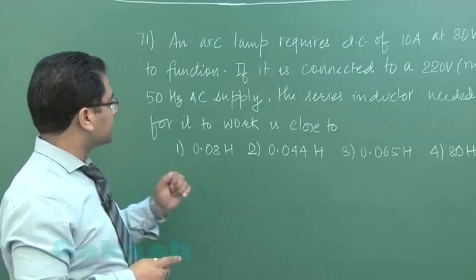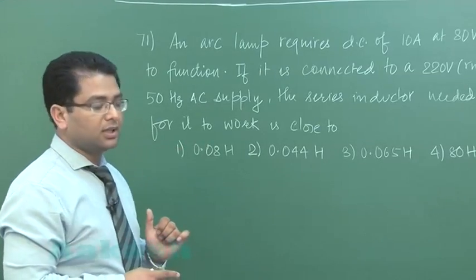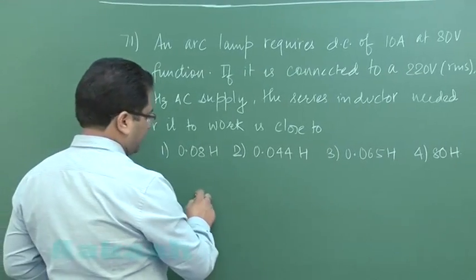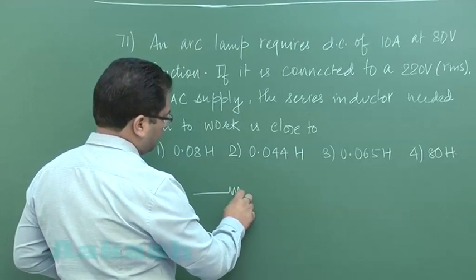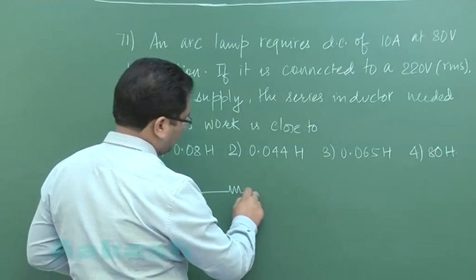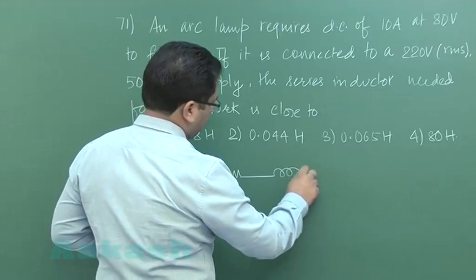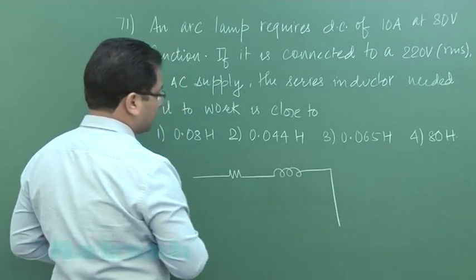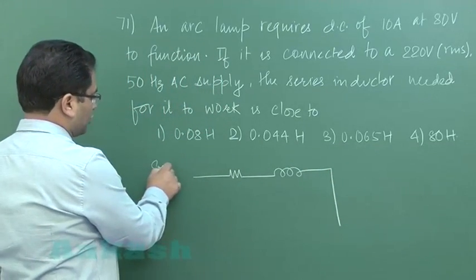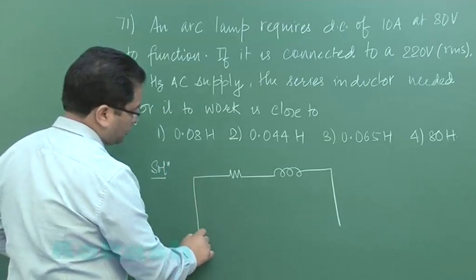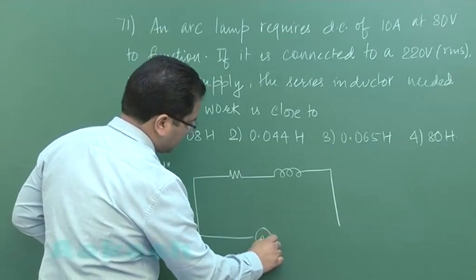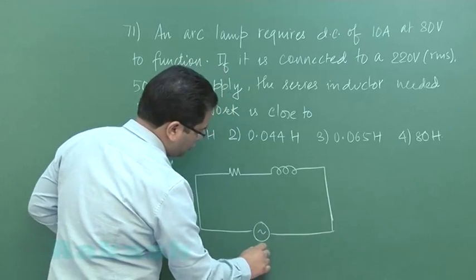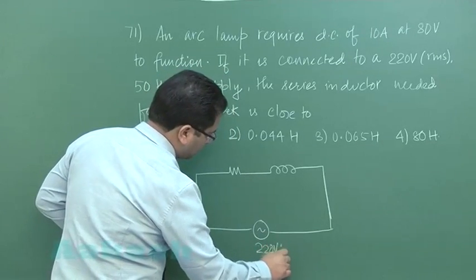The series inductor needed for it to work. So it's something like this. Say, if that arc lamp, we denote it by resistance R, and here is the inductor which is connected in series whose value is sought. Now here is the alternating supply which is 220 volt 50 Hz.